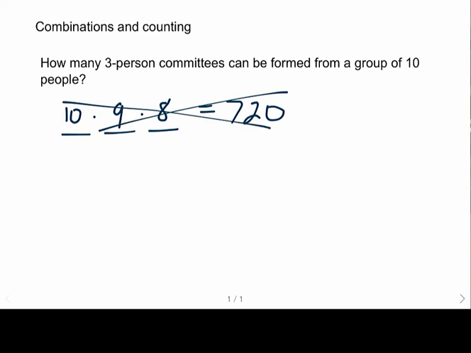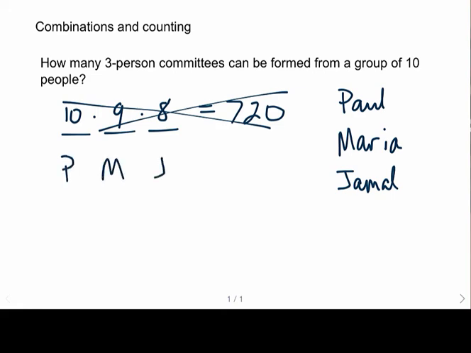Suppose the people that are chosen are Paul, Maria, and Jamal. Picking Paul first and then Maria and then Jamal is effectively the same thing as picking Maria first and then Jamal and then Paul. You see, they don't have titles there. It's not positions. It's just the 3 people that are going to represent you or go to a conference, or whatever they're going to do.